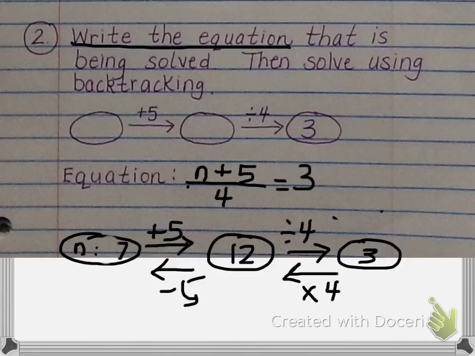Okay, so to double check, I'm going to take my answer, n equals 7, not 17, add 5, that would give me 12. 12 divided by 4 would give me 3.